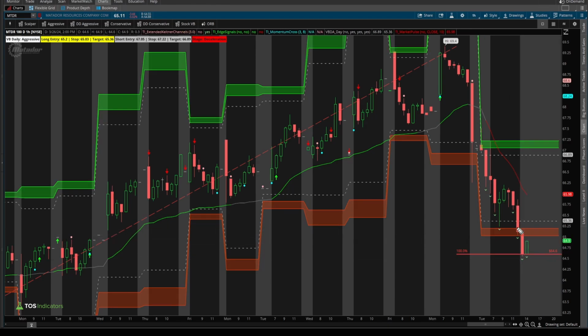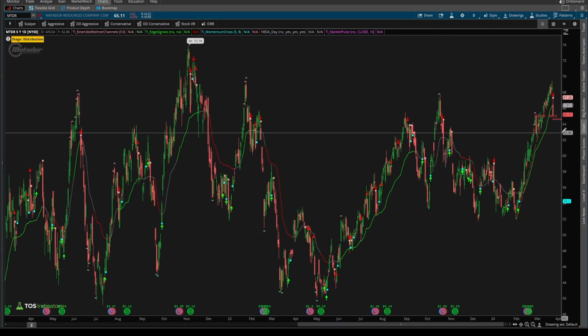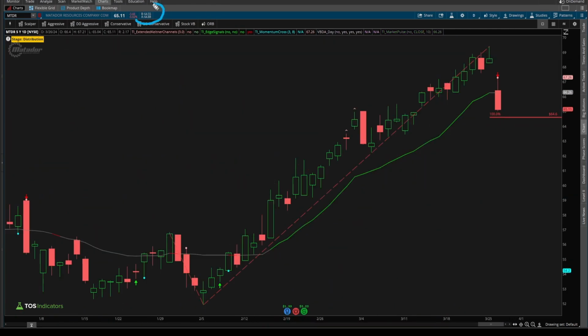Here, after market, you can see price has already broken outside of the clouds. So if we see price stabilize near 64.60, that's where I think this gets a little bit more interesting. And we're there in the after hours activity as of right now.